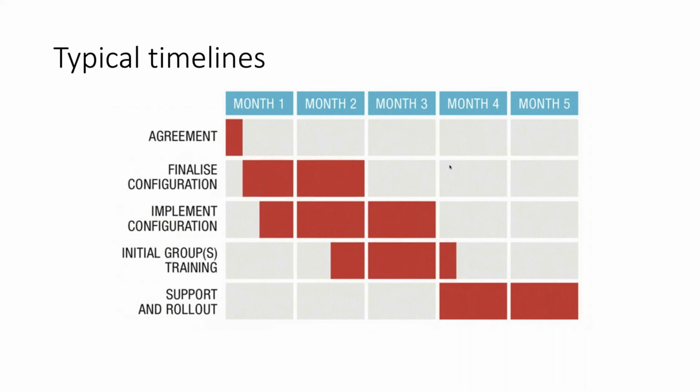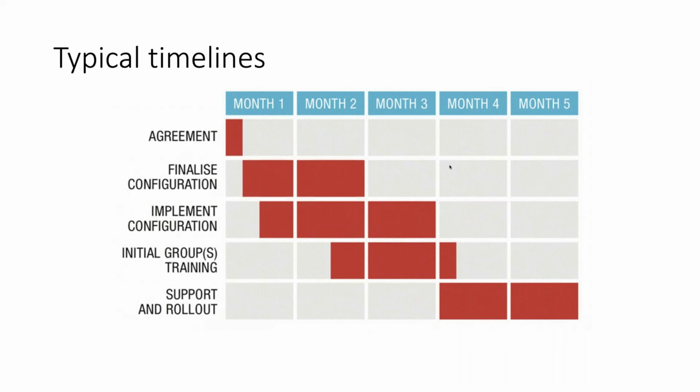This is just a typical timeline, month 1 through to month 5, roughly. Some are much quicker than that, some are a little bit longer, and you can see that the configuration side of it is the longest part, because we have to develop a system, we send it to you, you look at it, you give us feedback, we change it, we send it back again. So there's a lot of back and forth between month 1 and month 3 to make sure that it's configured exactly the way you want it.